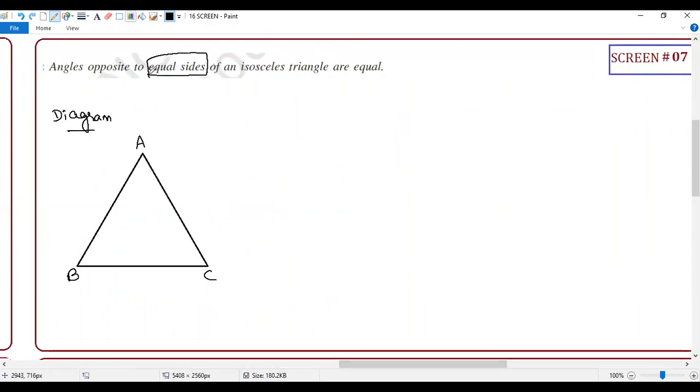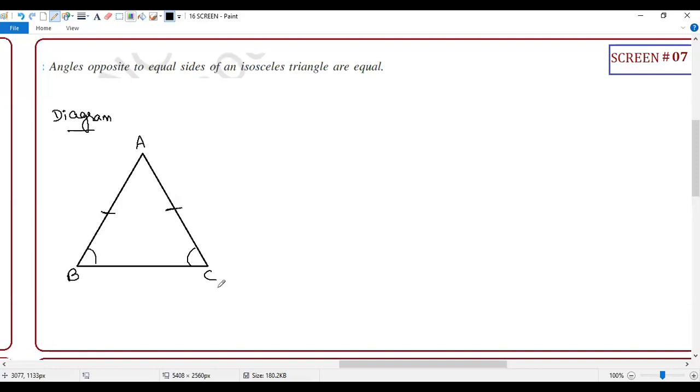Equal side is the condition. Can I get a yes or no? So if I take AB and AC as equal, equal side is the condition given. What I need to prove? Opposite angles are equal. The opposite angle of AC, where is it? Here, which I can call theta 1, or you can say angle B. And the angle opposite to this side is this angle.